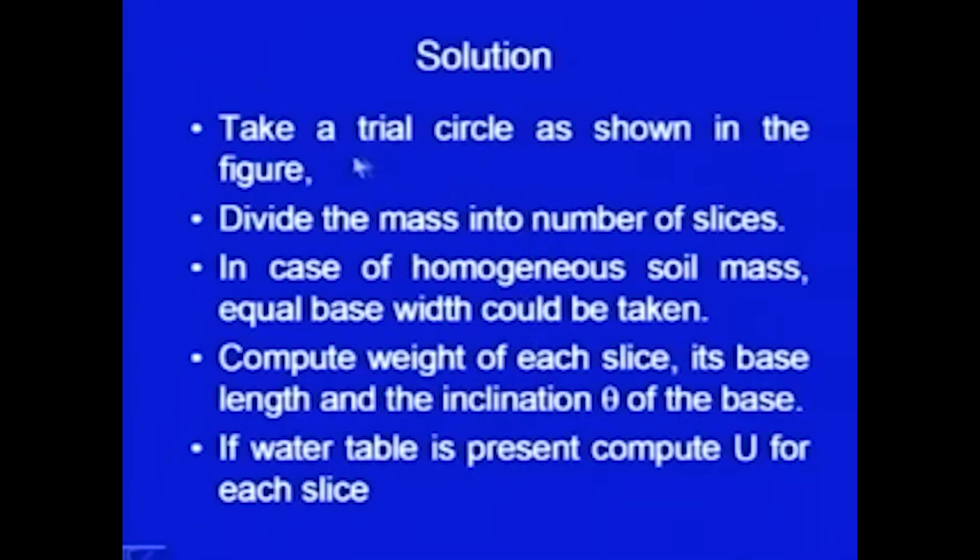So, the solution consists of taking a trial circle as shown in the figure, as I discussed, then dividing the mass into number of slices as per our convenience. In case of homogeneous soil mass, equal base width could be taken. You can take equal base width even now and do the computations, but there will be a little bit more computations. Then compute weight of each slice, means W, its base length, means length of the failure surface for that slice, and the inclination theta at which that base is inclined with the horizontal.